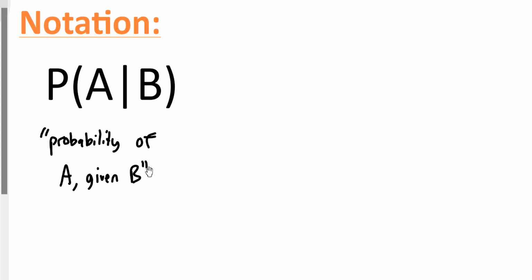Now, notation for this. This is a new notation. It's worth writing down. This is a conditional probability. So this is the probability of A given B is how you would say that. It's saying, what's the probability of A happening if B already happened? This is a conditional probability.